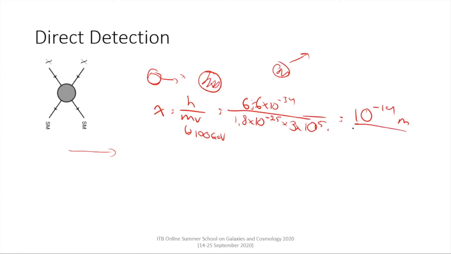The scale of the radius of a proton, we don't have a sharp proton radius, but the radius of a proton and neutron is basically 10 to the minus 15 meters. So basically, dark matter will not probe the proton, definitely will not probe the quarks, but it will probe the whole nucleus. Okay, very good.